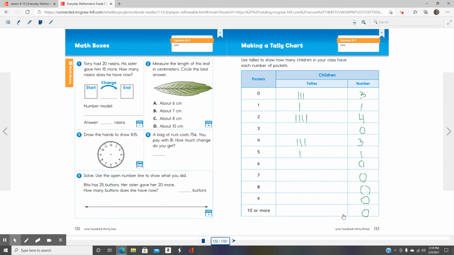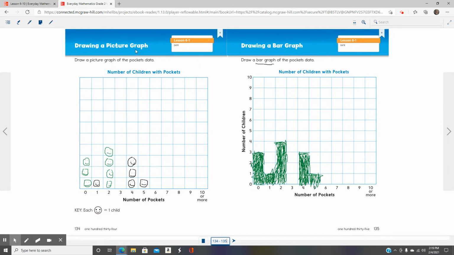Okay, so once we collected the data, we were ready to fill in our graphs. And the first graph that we filled in was this picture graph. A picture graph is a graph that has pictures in it. That's why it's called a picture graph. And you'll notice that a graph just looks like a grid. It has a title, number of children with pockets, and the title tells you what kind of data or information the graph is showing. On the bottom, you'll see the label number of pockets.